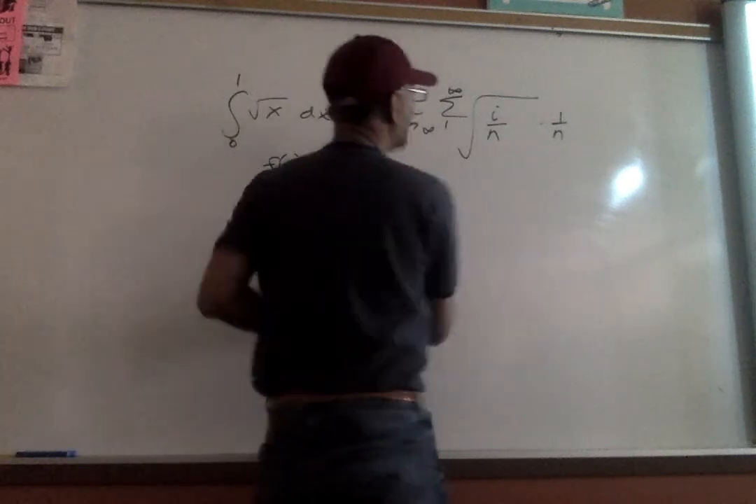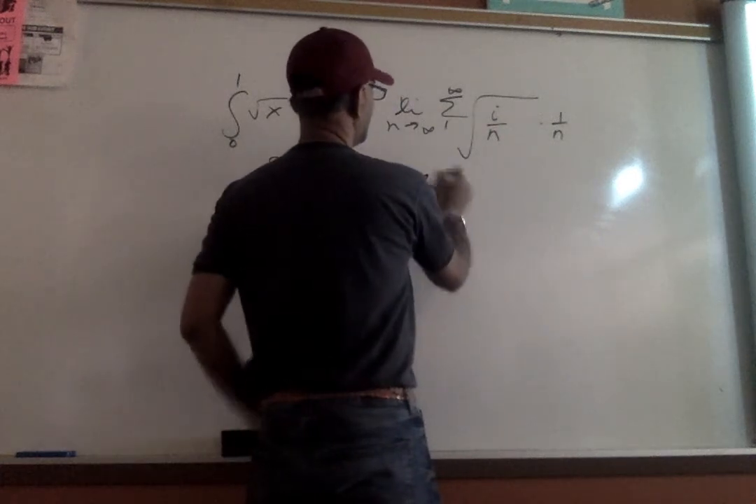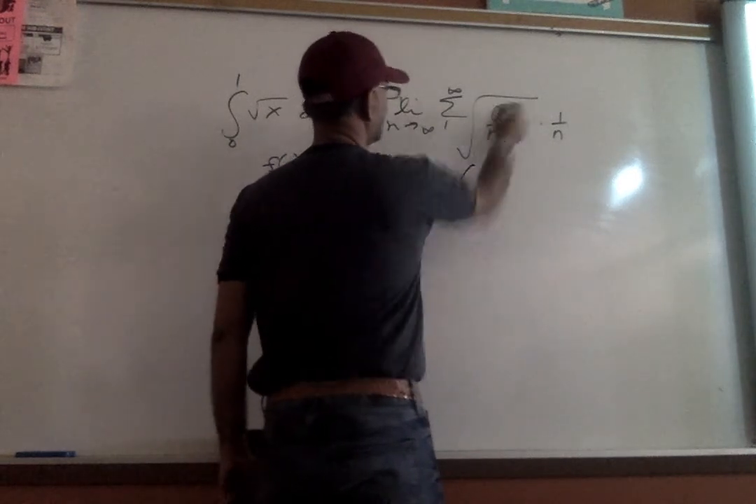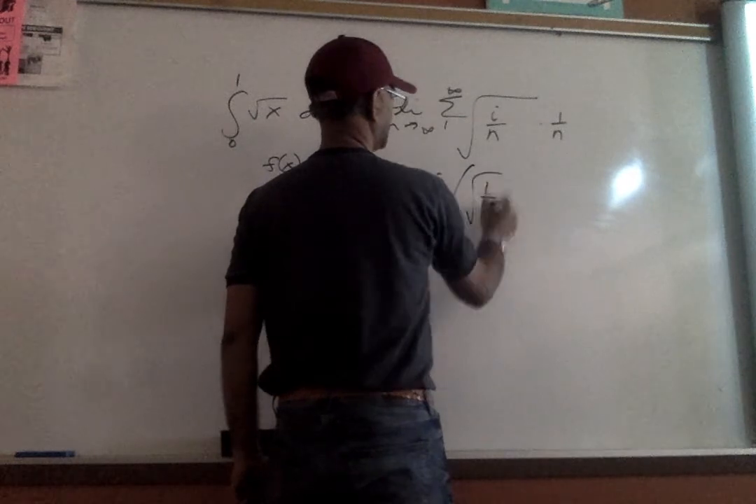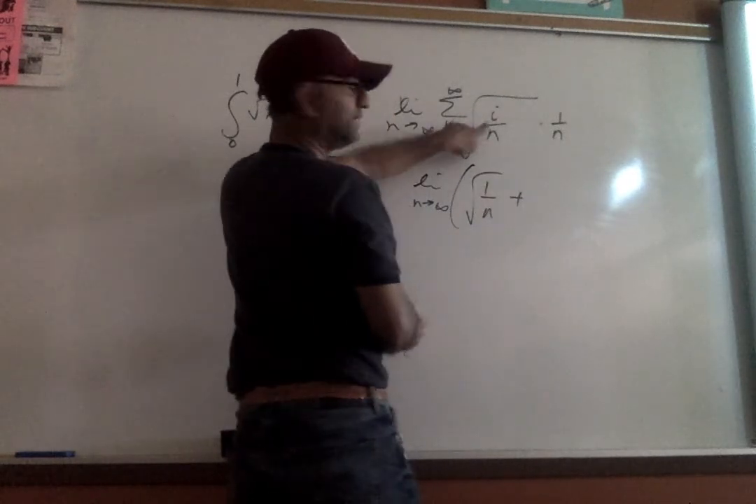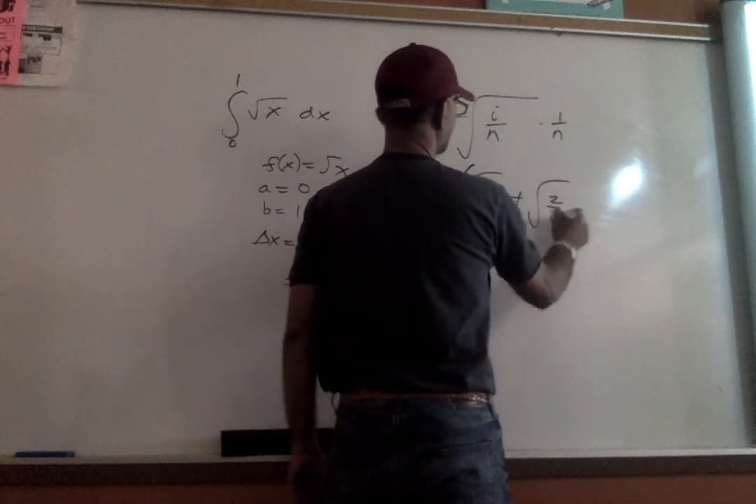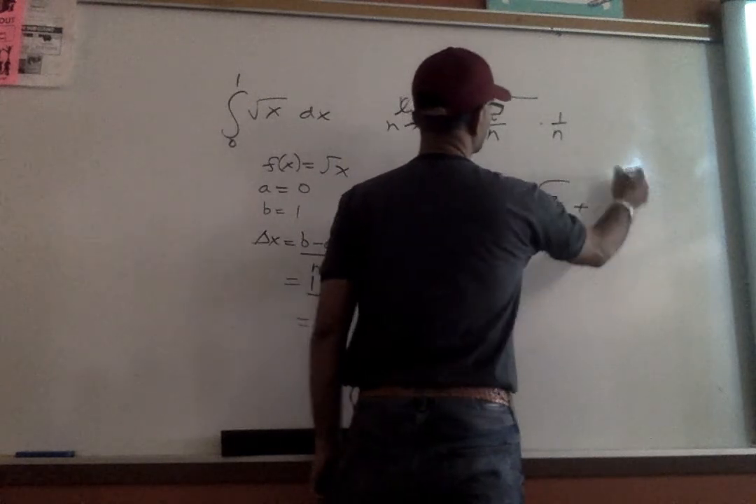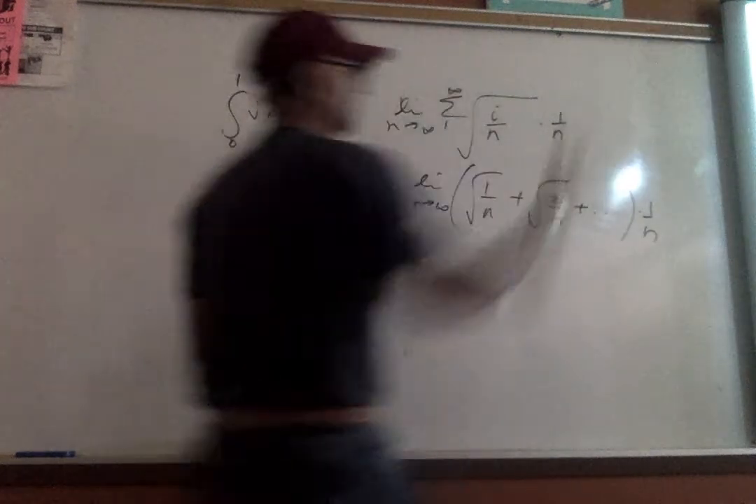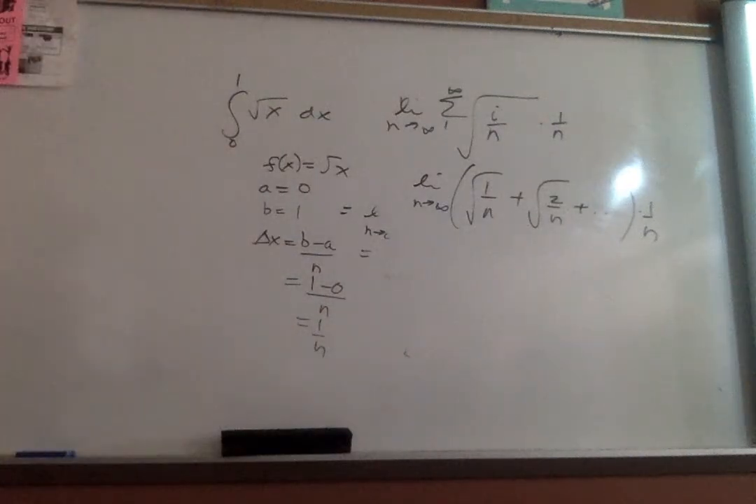So i takes the value 1 initially. So limit n approaches infinity. Is that radical 1 over n? I takes the value 2 next. Is that radical 2 over n? Is that the choice they have? See the question. See the question.